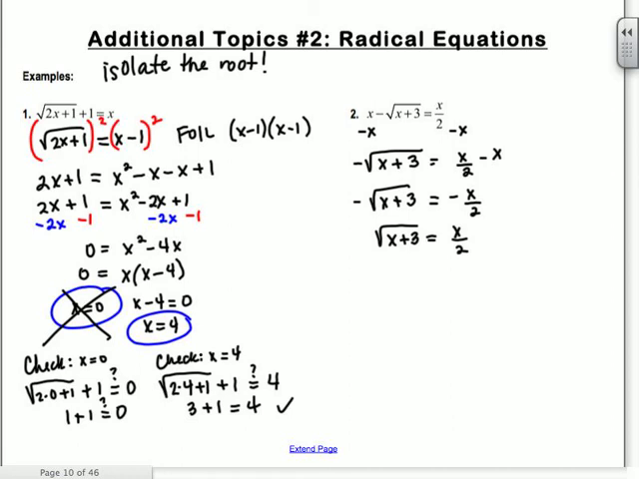So we square to get rid of our square root. So on the left, I just get x plus 3, so whatever was under the root before. On the right, I need to square the top and square the bottom. Right? It's x over 2 times x over 2. So when I square the top, it's x squared. When I square the bottom, you get 4.